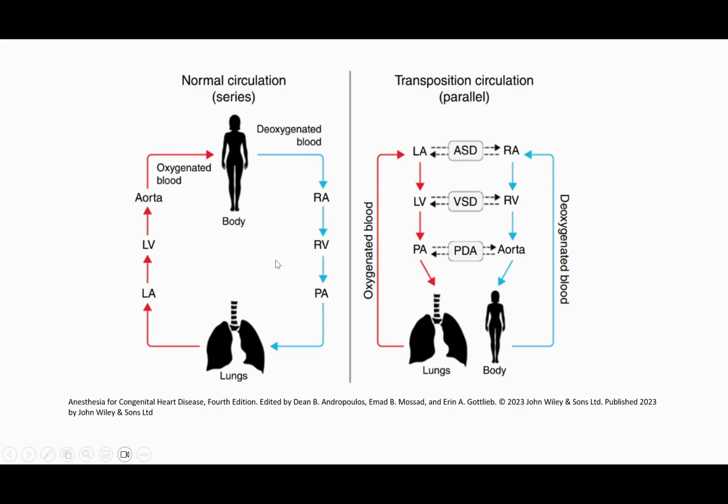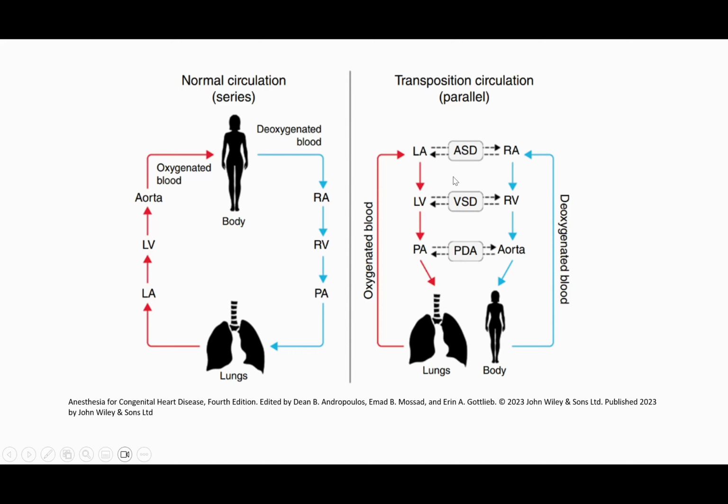So this is the normal circulation in series, and this is the DTGA circulation in parallel. So the two circulations must meet through mixing, through an ASD, a VSD, or a PDA. The shunt should be bidirectional, so that some oxygenated blood goes to the body and some deoxygenated blood goes to the lungs. So the best is to be bidirectional and equal. No preference from left to right or from right to left.